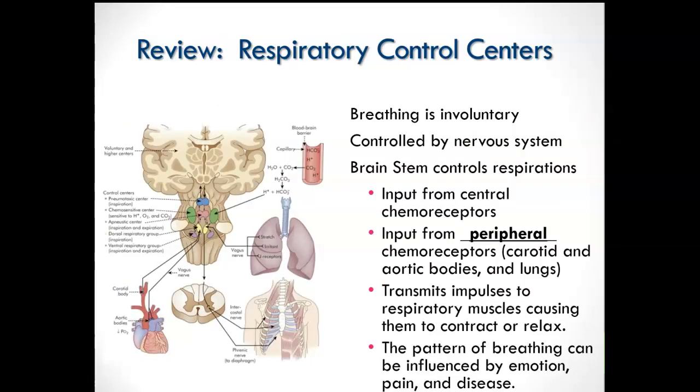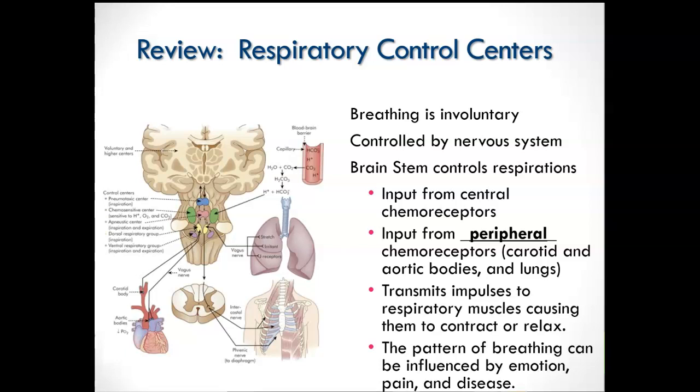Now we're going to talk about respiratory control centers, because the vast majority of these are in the brain. And so, breathing is all controlled by the nervous system because it's involuntary, right? It's part of our involuntary nervous system. We don't have to sit and think about breathing. And the brainstem is what controls respirations. That's why if somebody has a brainstem injury or a brainstem tumor, it's usually fatal, because our lungs don't know to breathe on their own. They're breathing because our brain is telling them to breathe.